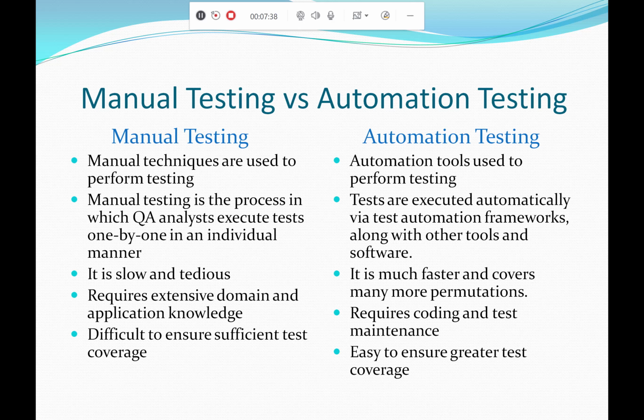Manual testing is a process in which QA analysts execute the tests one by one in an individual manner. Whereas in automation, these tests are executed automatically via test automation frameworks along with other tools and software. Manual testing is understandably slow because it requires manual effort and is sometimes tedious as well. Automation testing, on the other hand, is much faster and it covers a number of permutations of the test data, which means every test case would pass through numerous combinations of test data, which ensures large coverage.